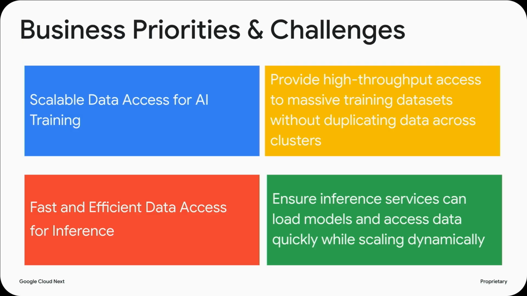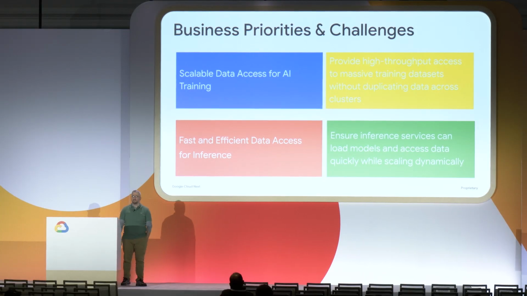We have a couple of business priorities and challenges. One priority is to provide high throughput access to our massive training data sets without duplicating data across clusters. It comes with some challenges. One is large training jobs require petabyte scale data sets, parallel access from thousands of workers, fast checkpoint storage and recovery. Our approach with GCS FUSE is simple.